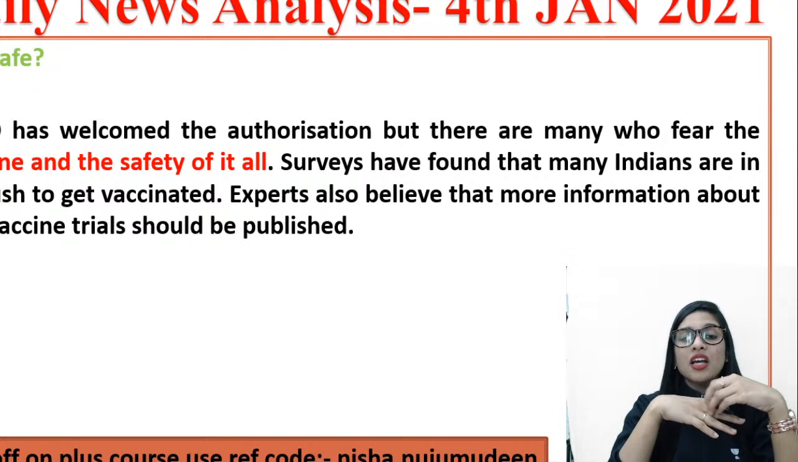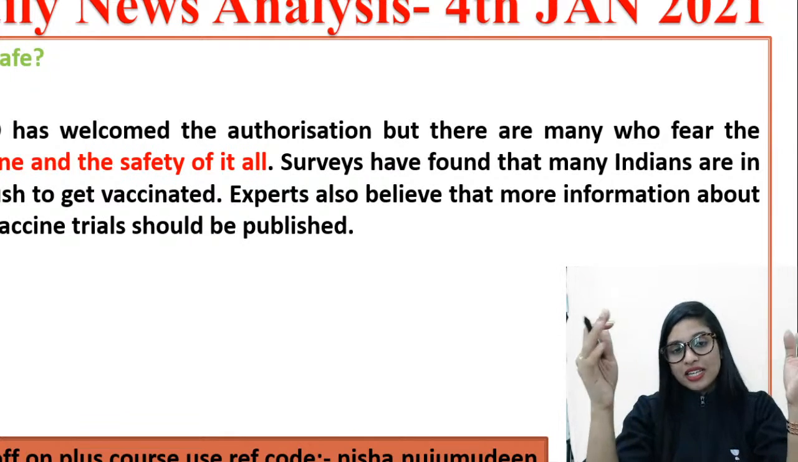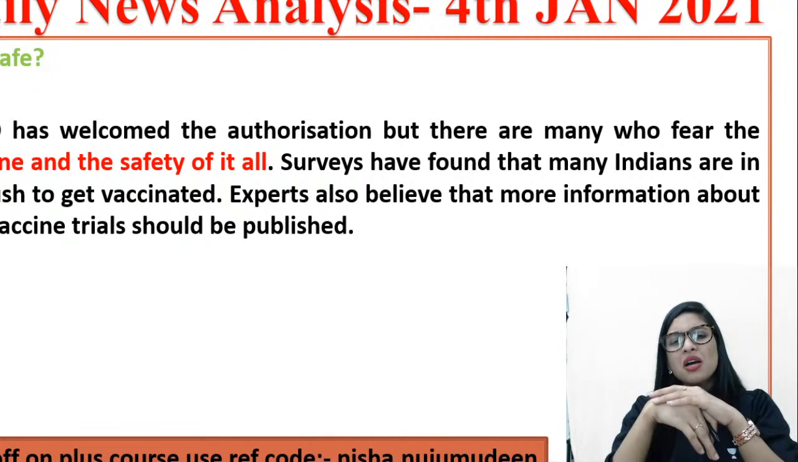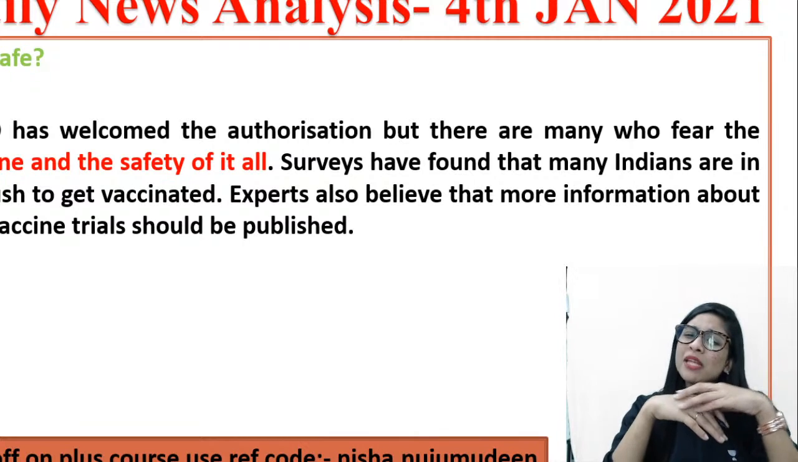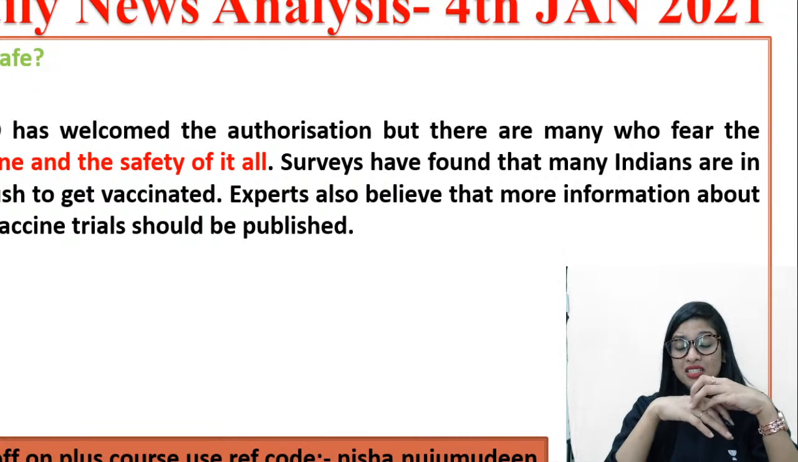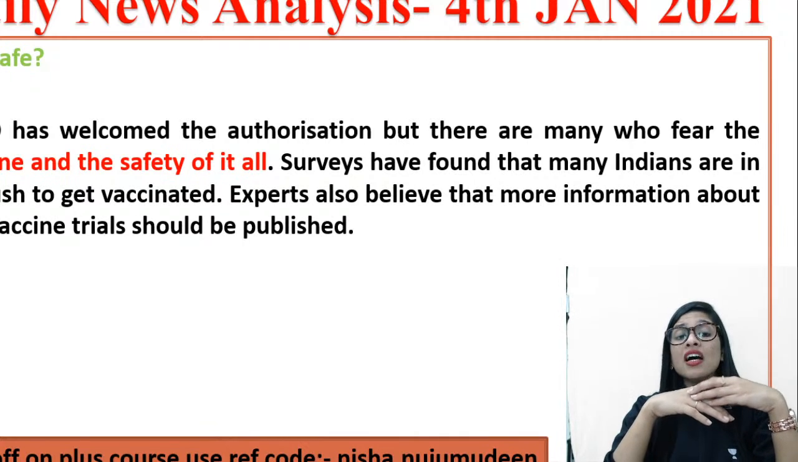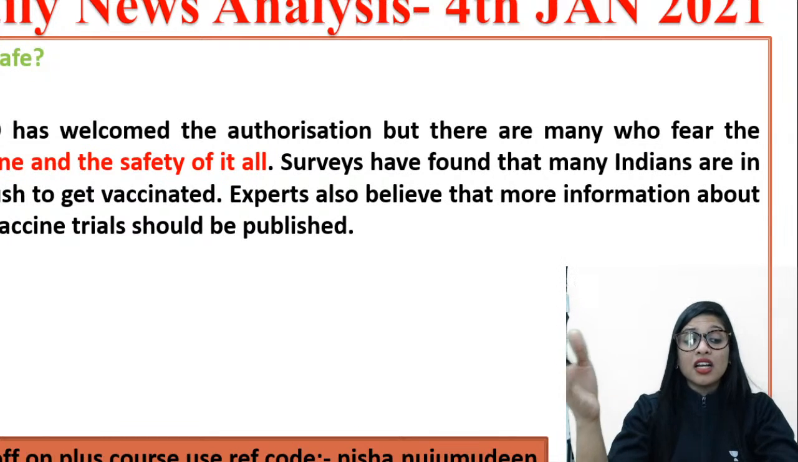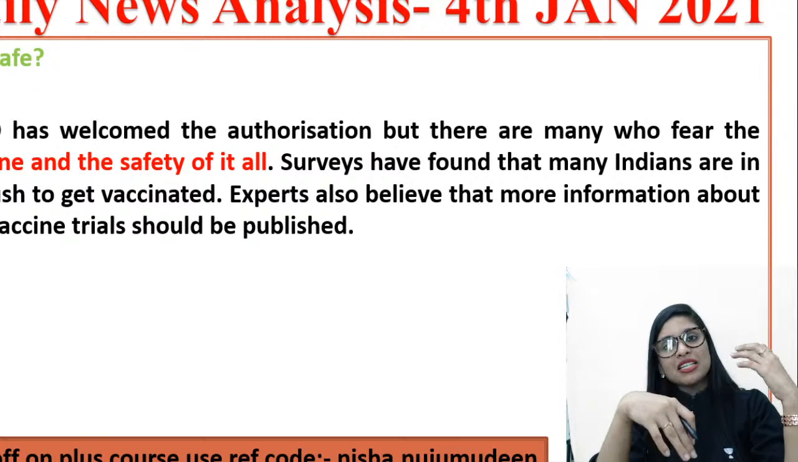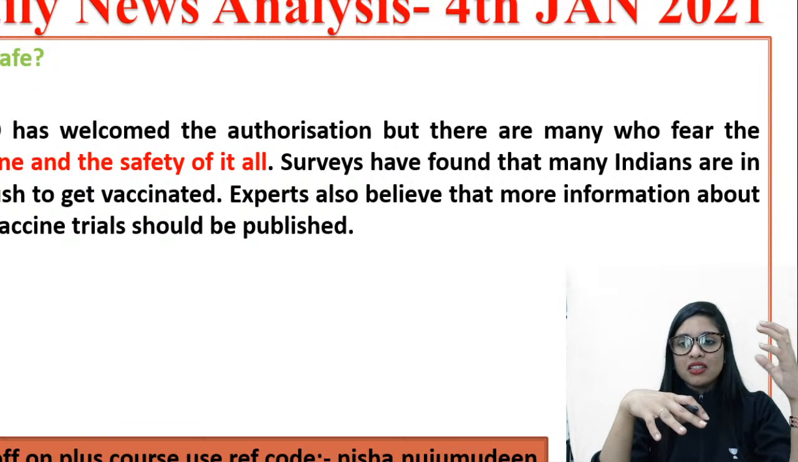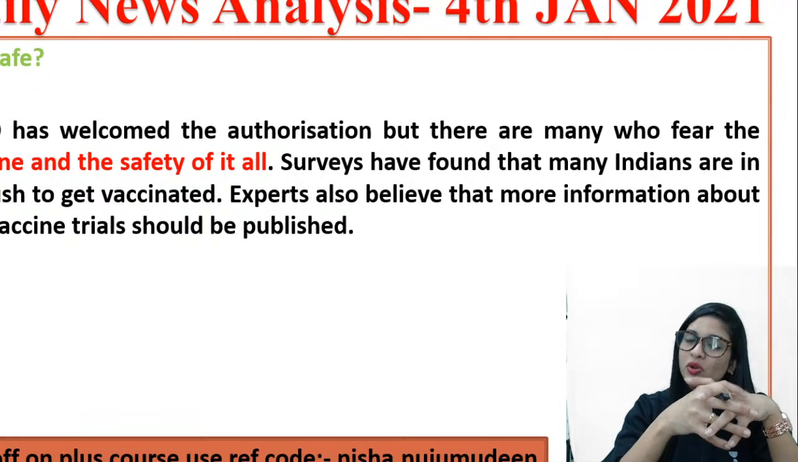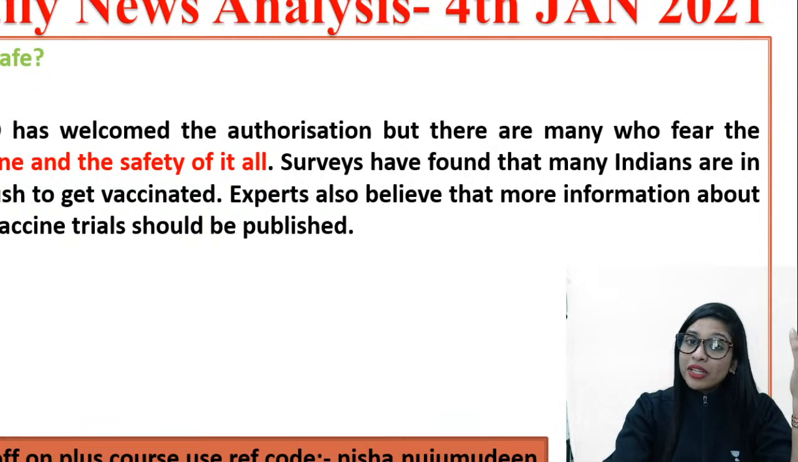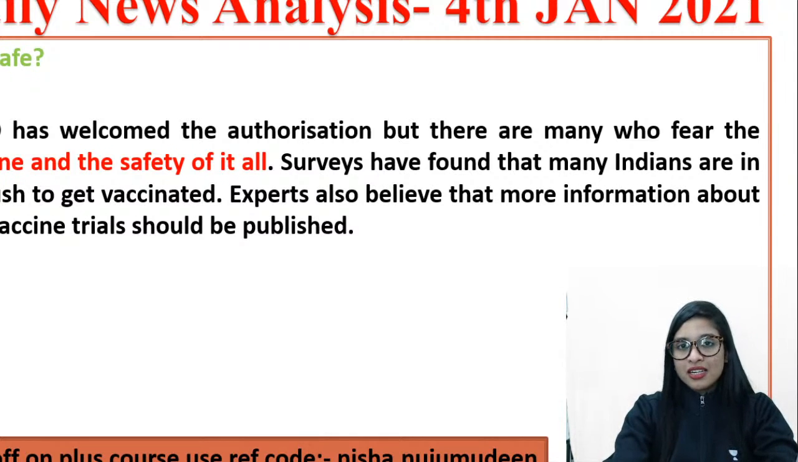As per the World Health Organization, they welcome the authorization. But though that is the case, many people across the world have a fear that the vaccine's safety is uncertain, will it cause any side effects? Will they get the disease, etc.? And the survey said that though coronavirus is there, people are thinking in a different way: okay, let it get cured in a natural way.